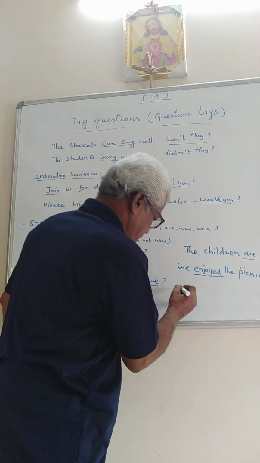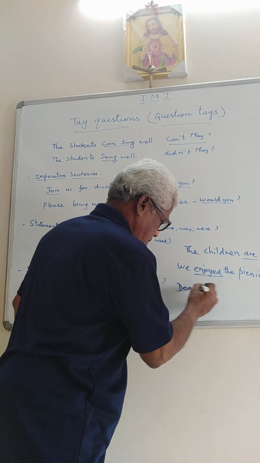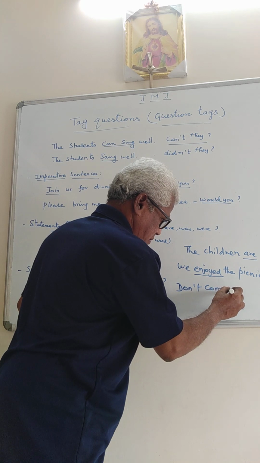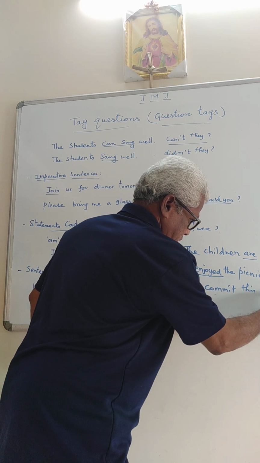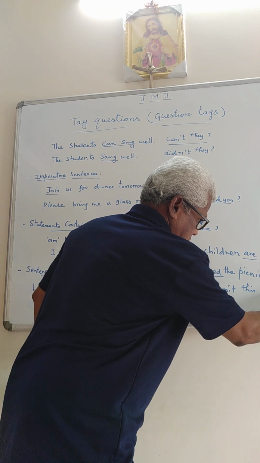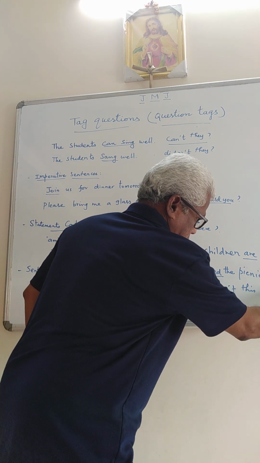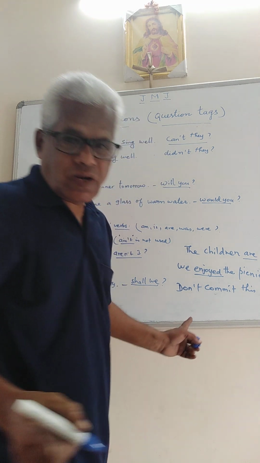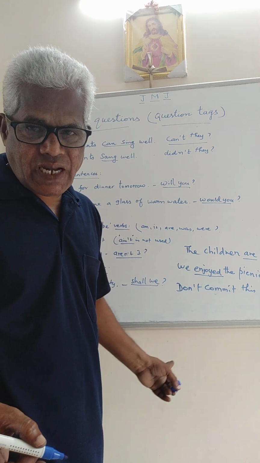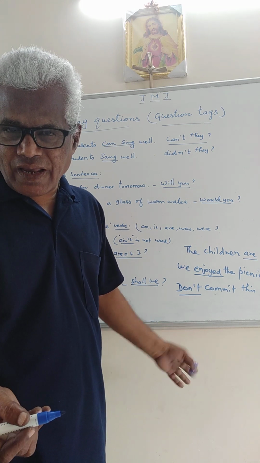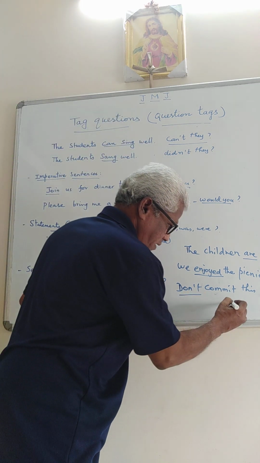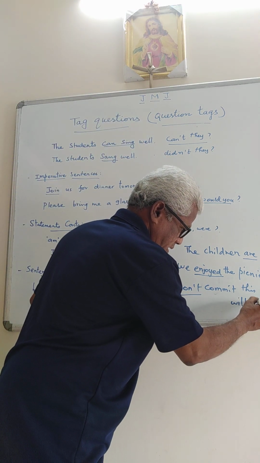Don't commit these mistakes again. So what is your sentence? It's an imperative sentence beginning with don't. So what is your question tag here? Will you? See? Will you is the answer.